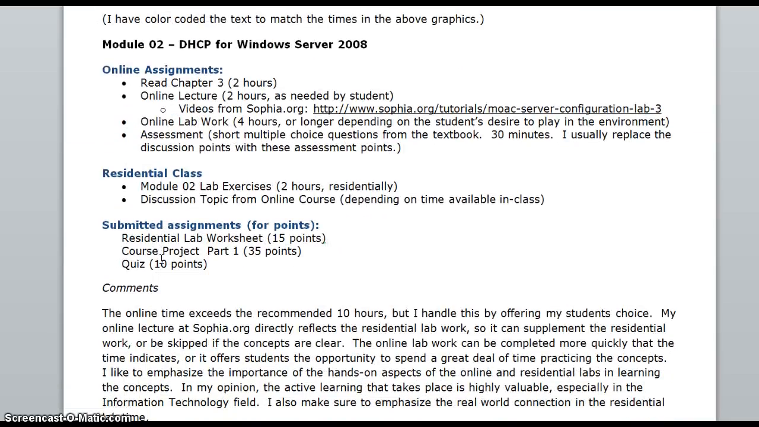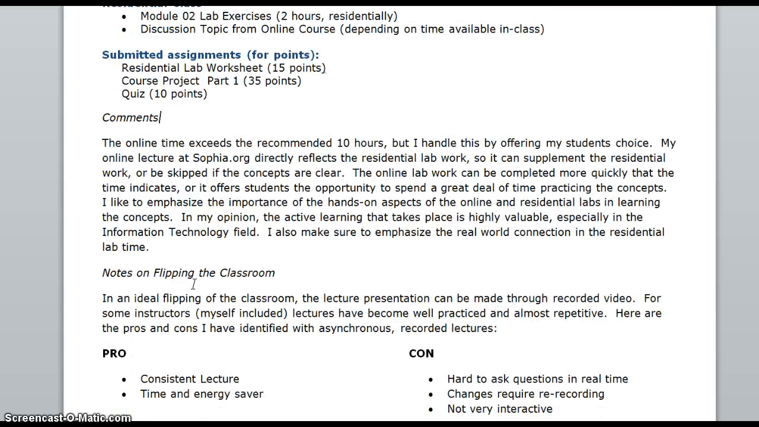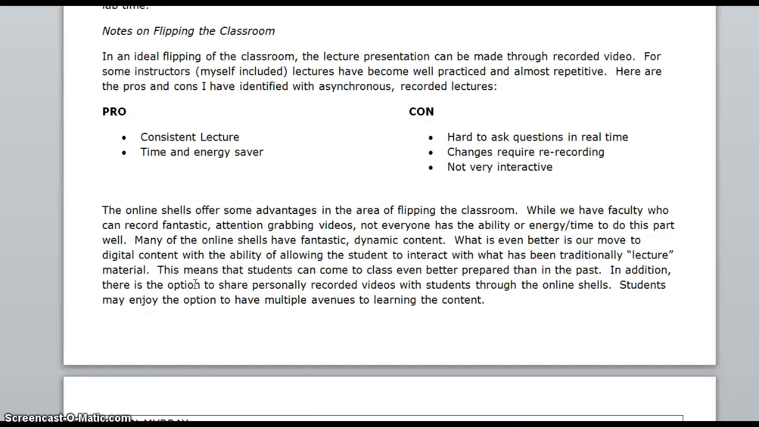Then you can see another example of how this instructor is using the online and residential portions. The residential portion of this course is primarily lab-based exercises, so in a computer lab, working through these different types of labs. This instructor has flipped the classroom, providing online lecture videos for the students to watch prior to coming to class, and then some online lab work and assessments as well. Some great comments here from this instructor regarding flipping the classroom and just how he teaches.